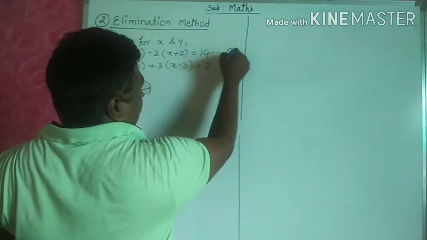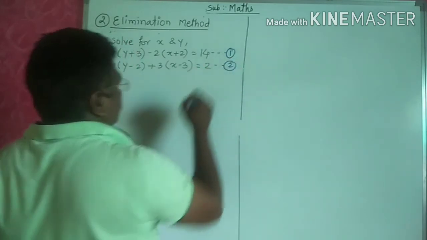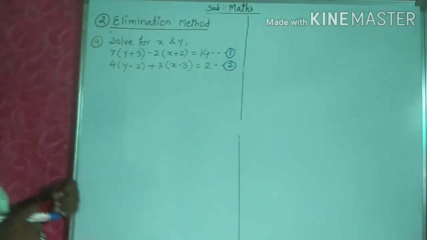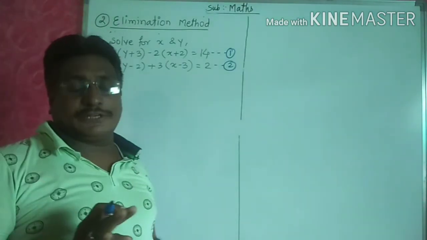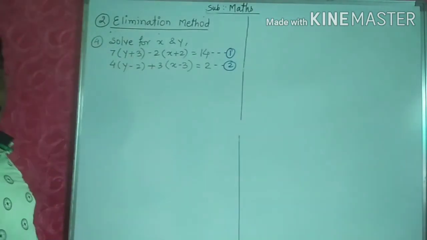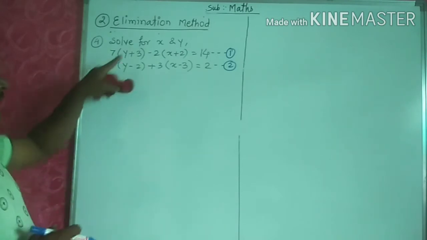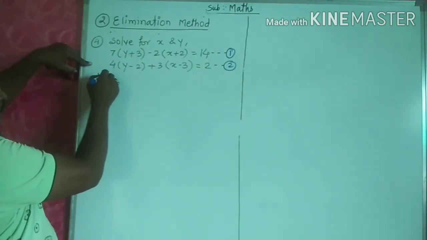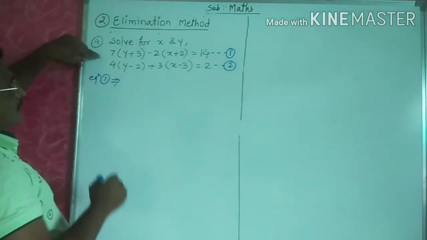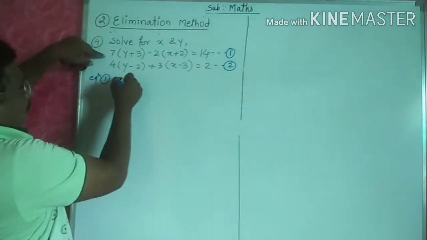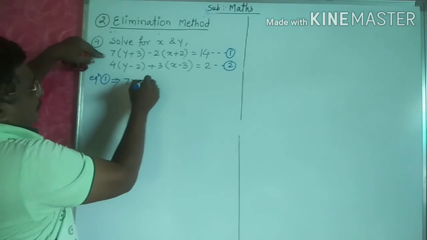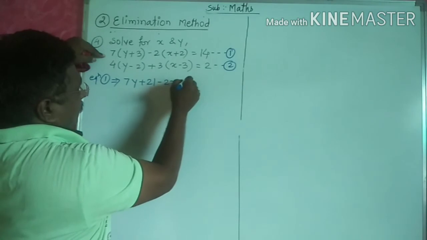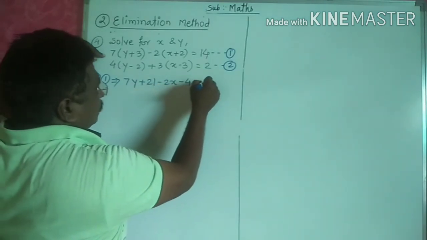So it is the given part. So what has to be done? First, according to the algorithm, obtain the equation. It is not the proper equation, so it has to be formed in the equation form. Equation 1 becomes, simplify this. So what will we get? 7y plus 21 minus 2x minus 4 equals 14.